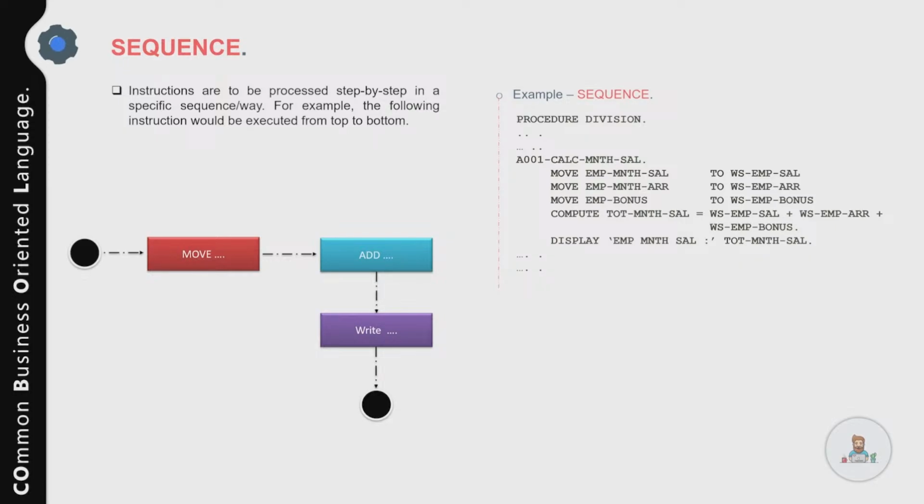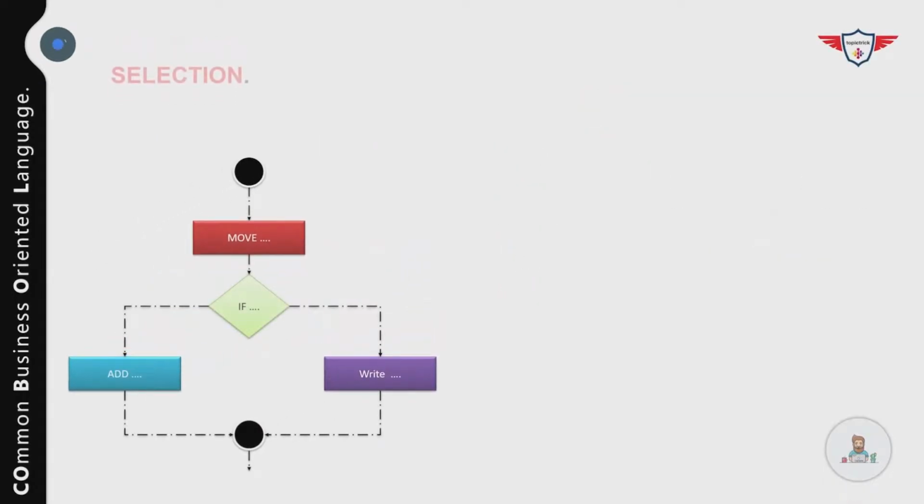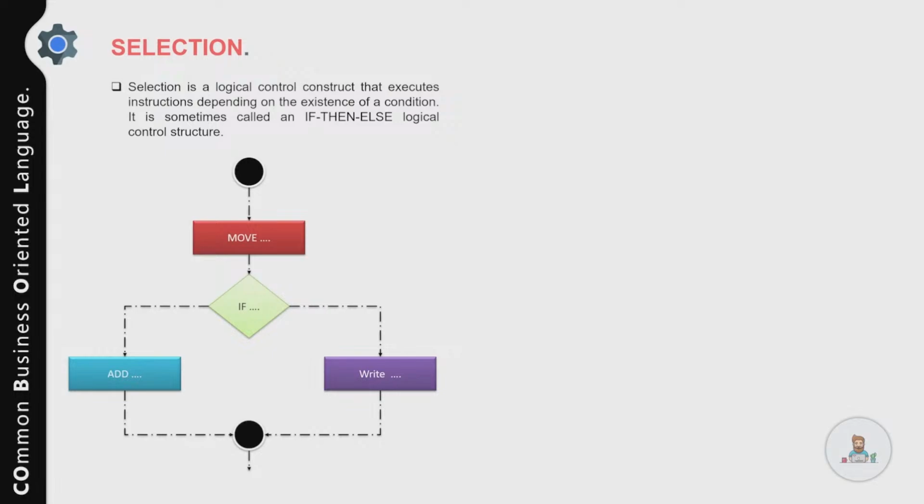Now let's move on to our next logical control structure, that is selection. So selection is a logical control construct that executes instructions depending on the condition. It is also called the if then else logical control structure. So in the following example, you have a move statement that will be executed first, and after that, based on a condition, that is an if then else statement, either an add statement will be executed or a write statement will be executed. Now let me showcase that with the help of an example.